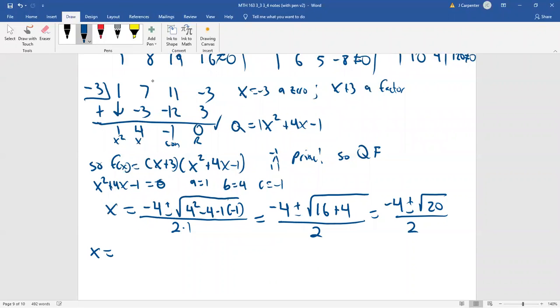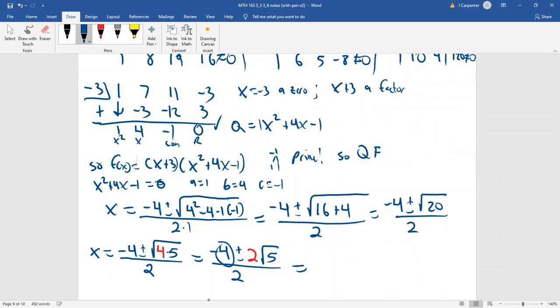But you can break down the square root of 20 as 4 times 5, because we know the square root of 4. Then you take the square root of the 4. I'm going to do that in red so you can tell where it came from. So negative 4. Why did I write a 2 there? Excuse me. I was supposed to still have a 4 there. The 2 is outside. So negative 4 plus or minus 2 square root of 5 all over 2, because the square root of 4 is 2.